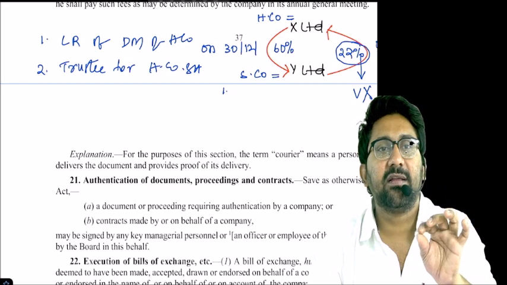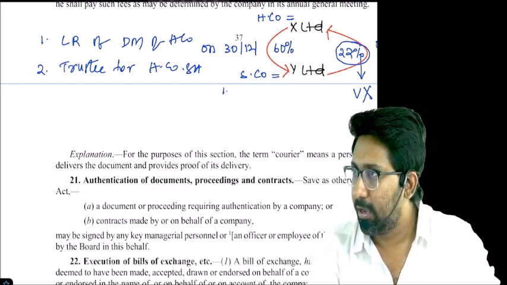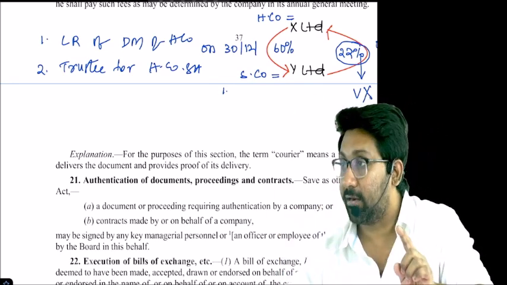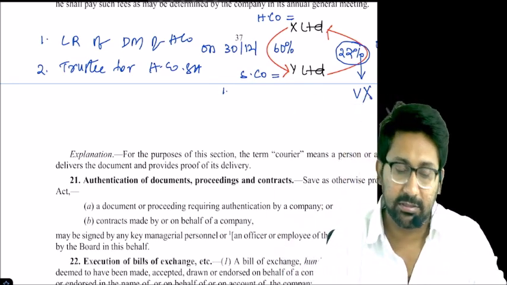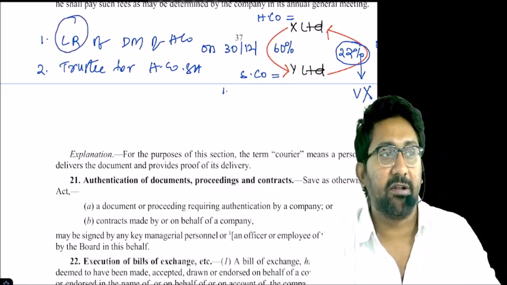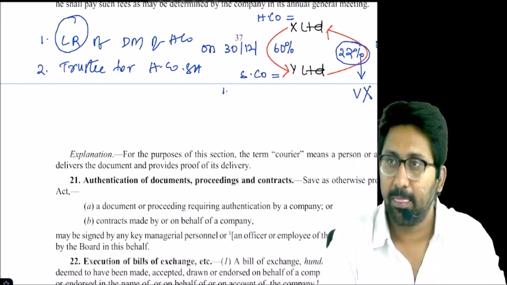X is a shareholder of TCS, and X died. Immediately the shares will get transmitted to his son. The son here represents a legal representative. Everyone understood or not? Yes, listen now.